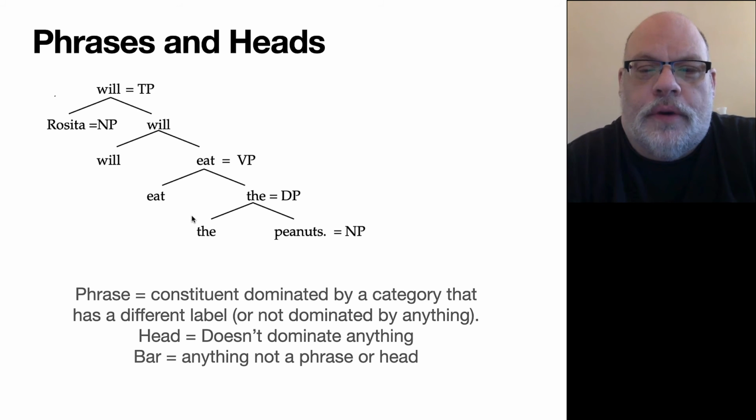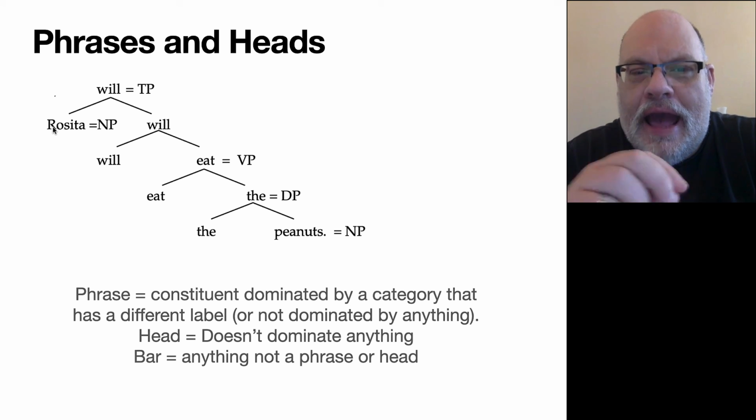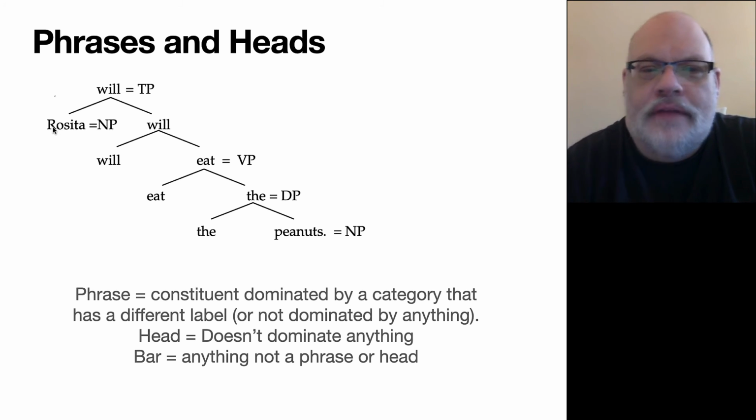An interesting consequence of this is you'll notice that Rosita here and peanuts down here are simultaneously phrases, because Rosita is dominated by will, therefore it's dominated by another category. That makes it a phrase, and it's a head, because it doesn't dominate anything. That's a really neat result, and it actually captures the intuition that most people have, that Rosita is simultaneously a phrase and a head at the same time. And that's what you want.